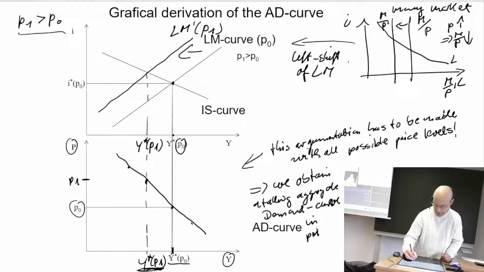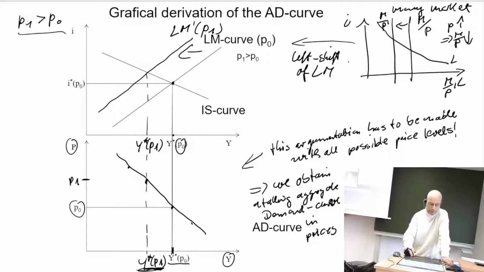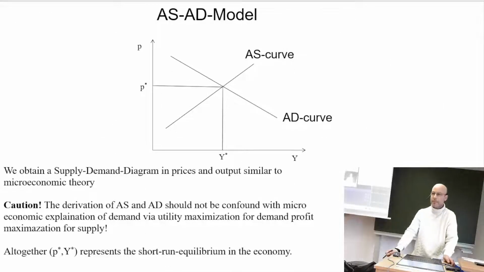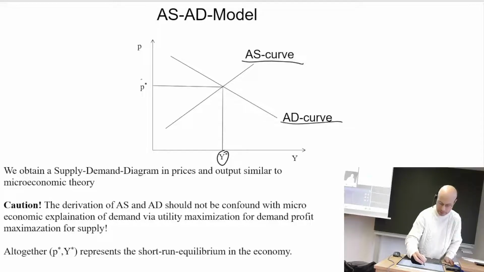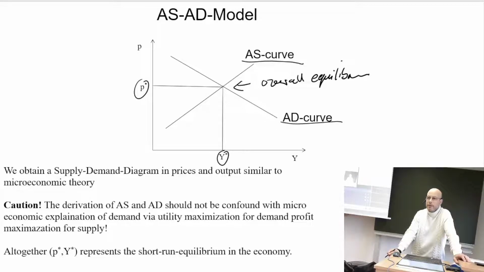Well, and then of course we put this together. Our increasing supply, our decreasing demand, and what we obtain in the intersection is again our overall equilibrium in our economy, where some output is corresponding to a specific price level.